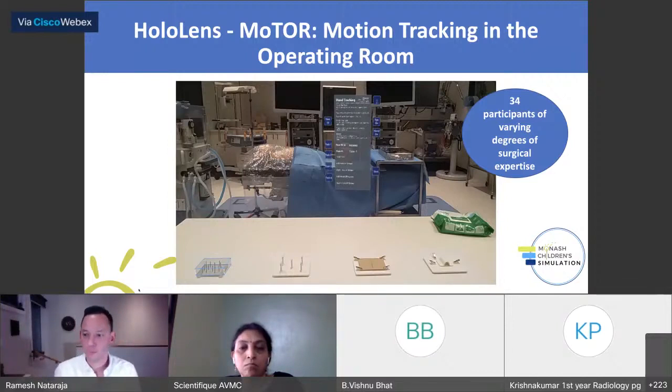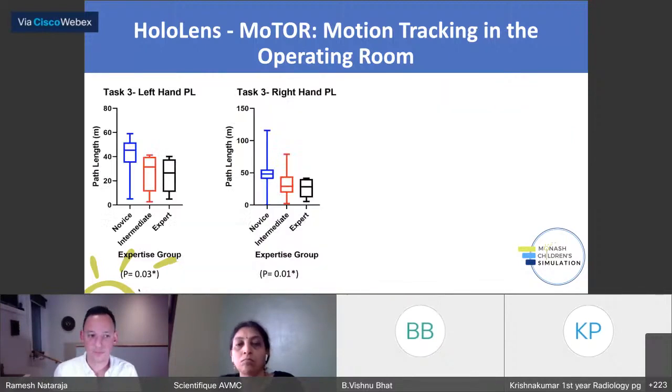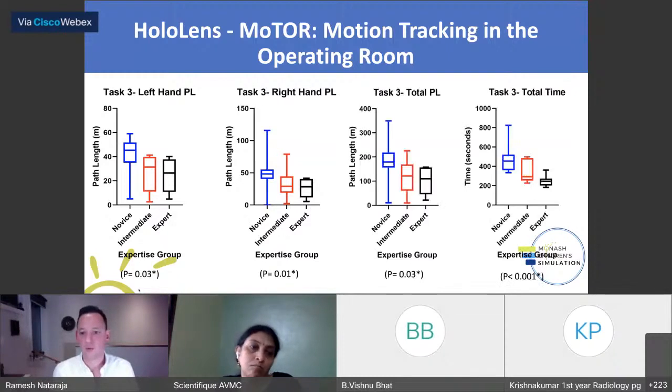And we had 34 participants of different degrees of surgical expertise going through. And you can see here that it was significant for the total path length for the left and right hands, irrespective of which hand you were. And you can see here also the total path length was significant, as well as the total time.